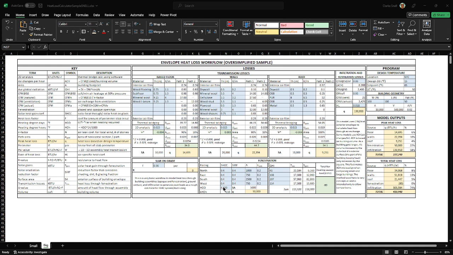It's just a way of getting hours from heating degree days. Anyway, I don't want to confuse you. You don't even need to deal with that if you're using this calculator. But what we're saying is that we've got a certain amount of heat coming through the glass.